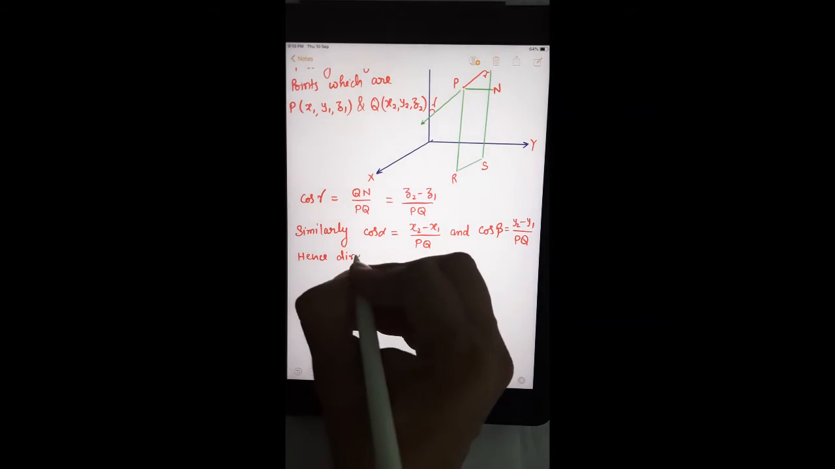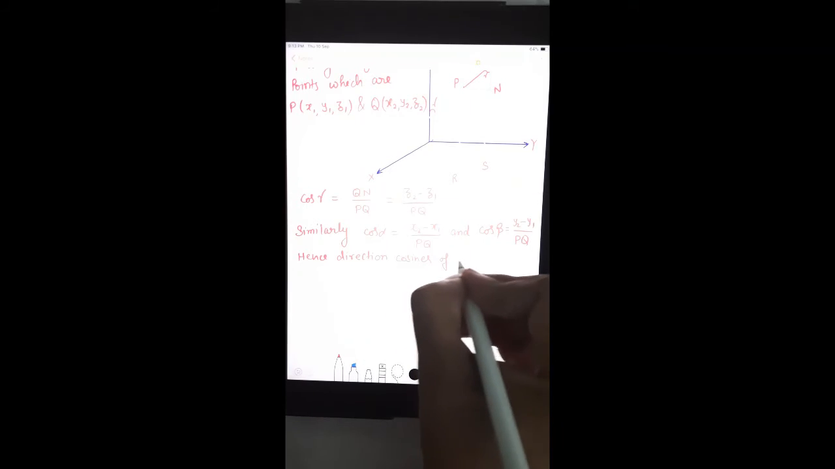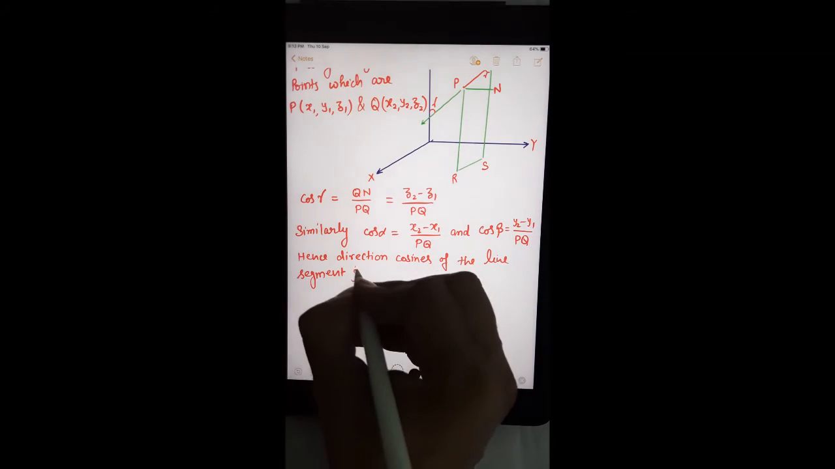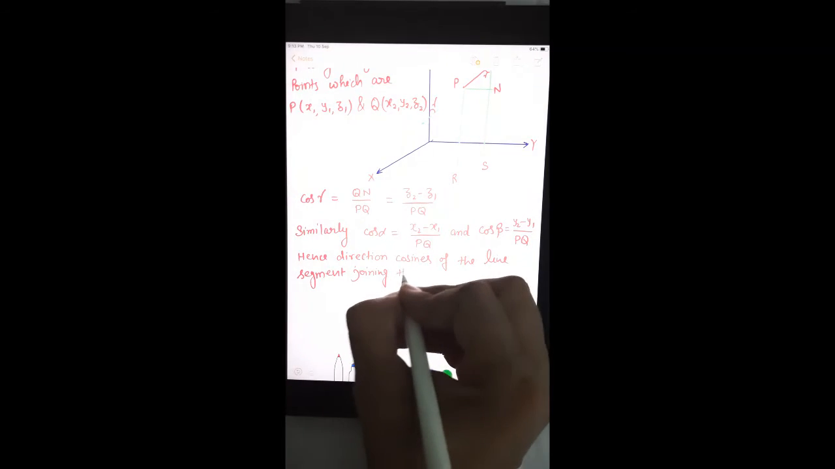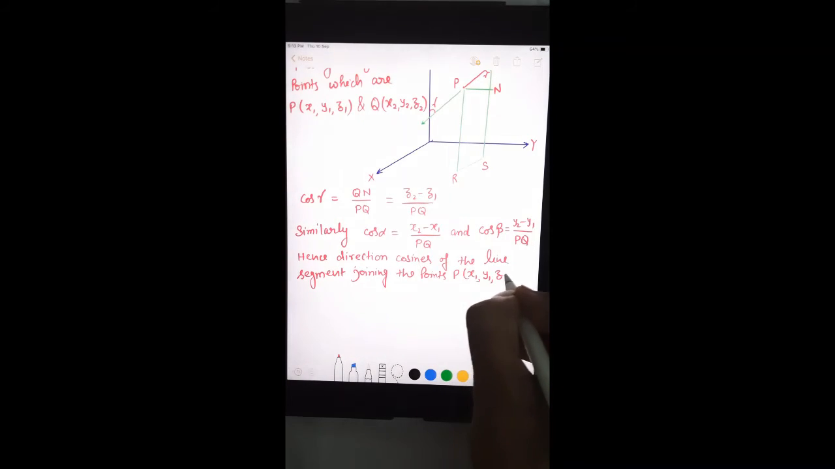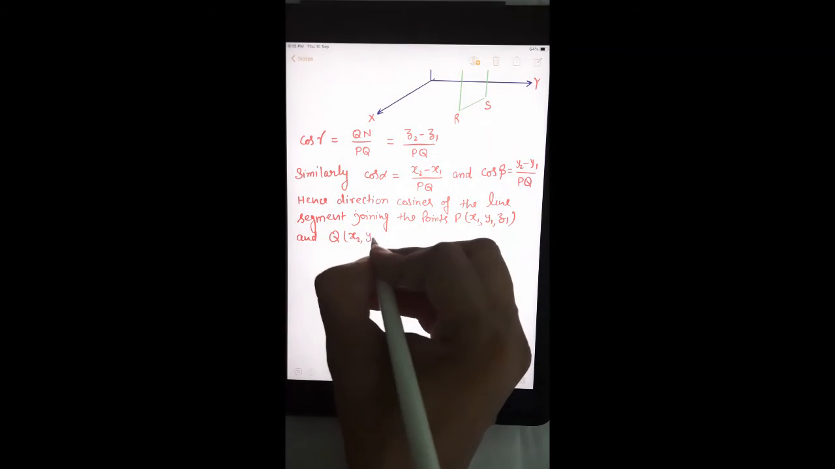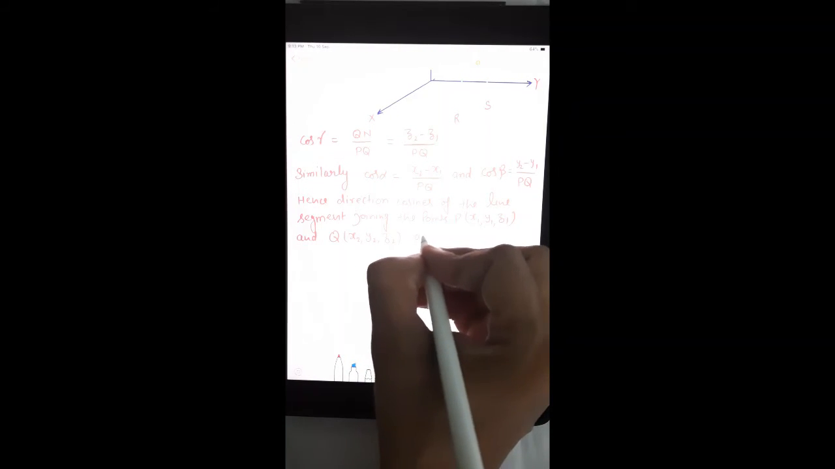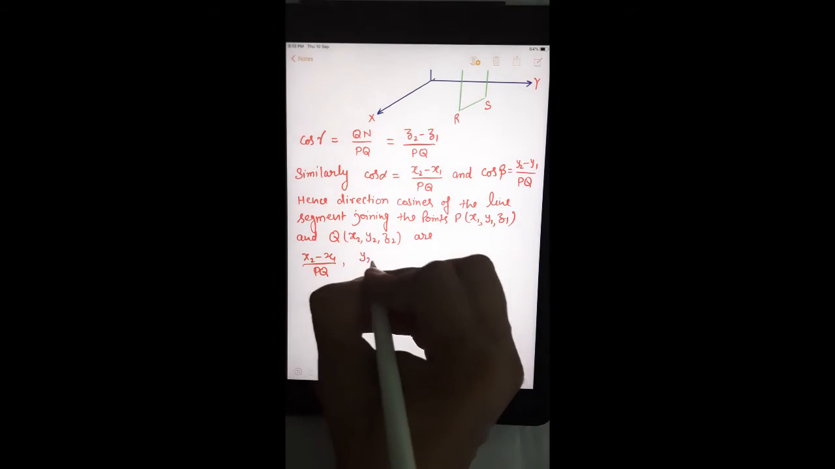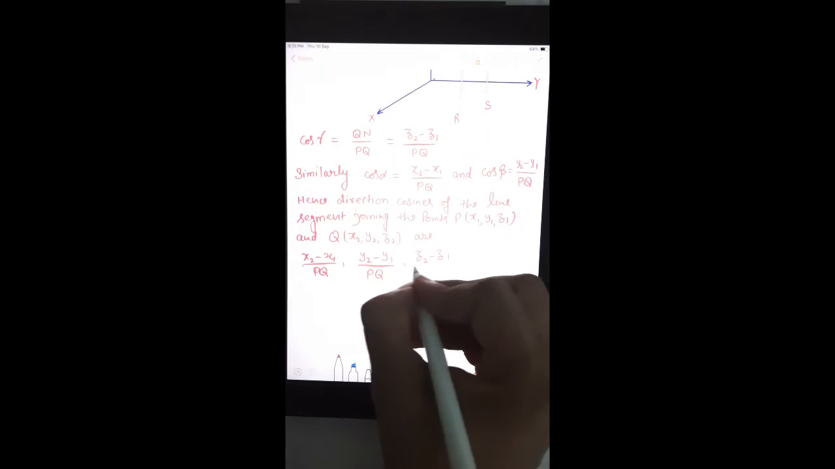Hence, direction cosines of the line segment joining the points P whose coordinates are x1, y1, z1 and Q whose coordinates are x2, y2, z2 are (x2 minus x1) upon PQ, (y2 minus y1) upon PQ, (z2 minus z1) upon PQ.